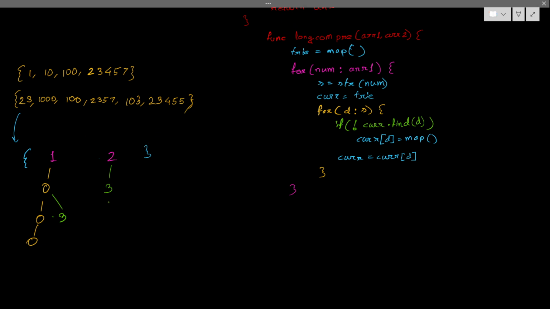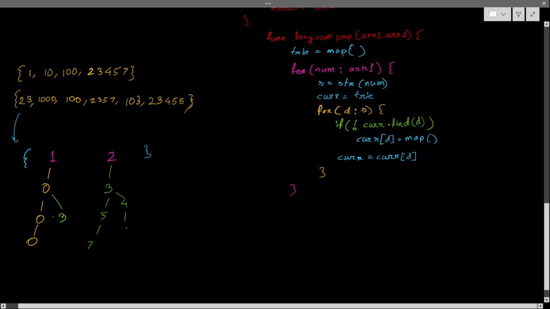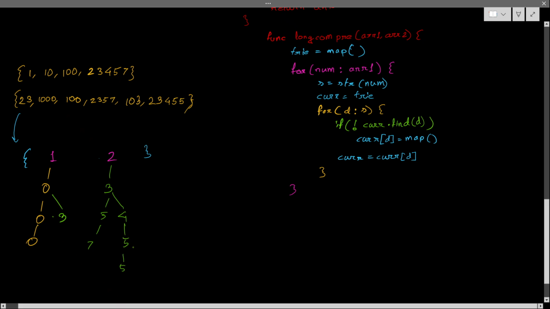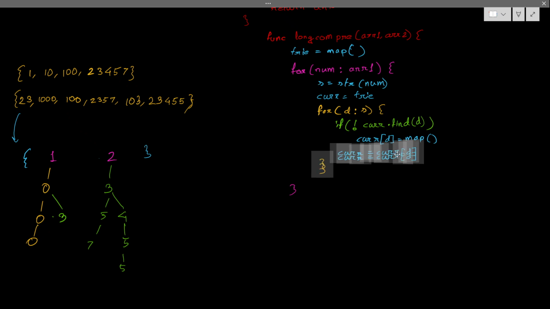Let's make this one as well: 2, 5, 7, then 2, 3, 4, then 4, 2, 3, 4, then 5, 4, then 5. This is my trie. Now let's see how we could find the answer. Here also I need an answer variable, which will be initially 0.